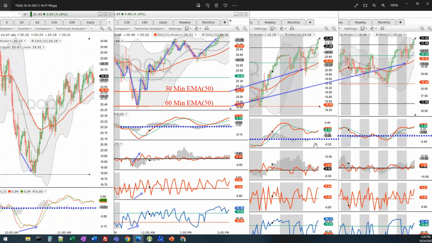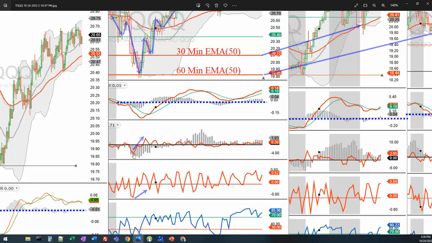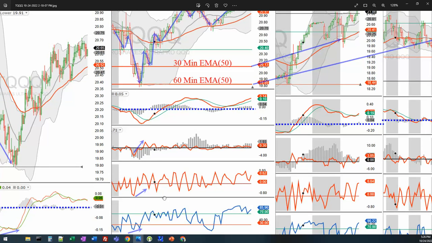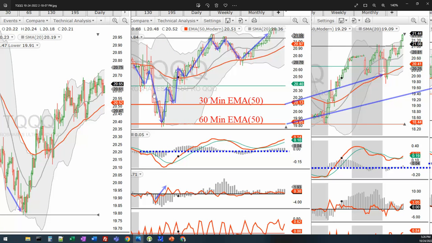So, okay. Now, I want to call out a couple more things. This is the rate of change. This is the Chaikin Money Flow. And down here is the RSI, Relative Strength Index. Look at the bullish divergences here. Up, up, up, when that was going down. That's how you know. That can give you confidence we are approaching a bottom. And in this case, today, that bottom was the 60-minute EMA 50 that we talked about earlier. Okay?